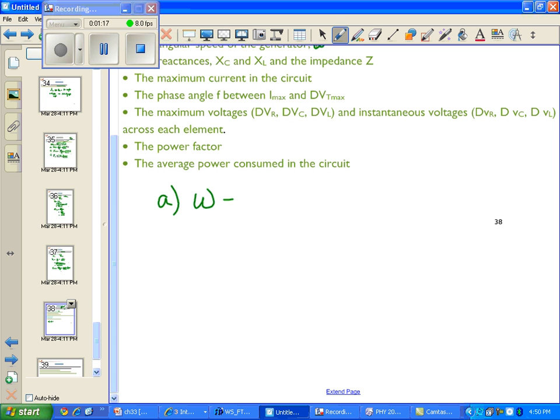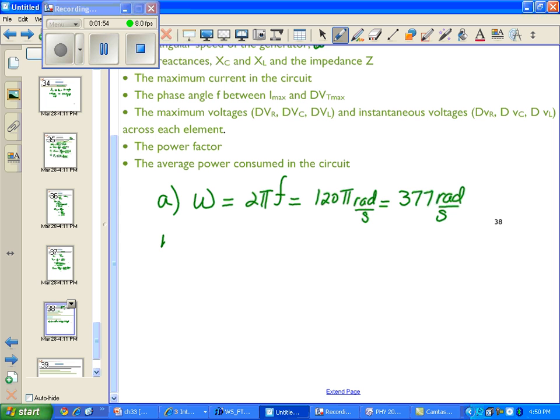Omega is related to the frequency of the generator by 2 pi times f. So when we take 2 pi times 60 Hertz, we get 120 pi radians per second. And if we strike the key on our calculators of pi, which is 3.14, etc., we get a value of 377 radians per second. So this is our value of omega.